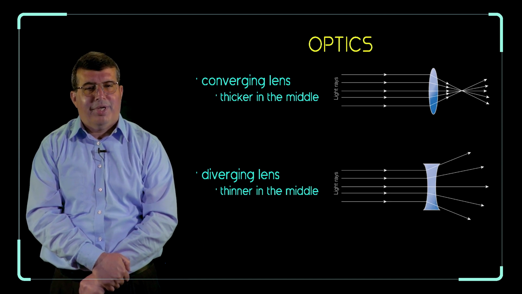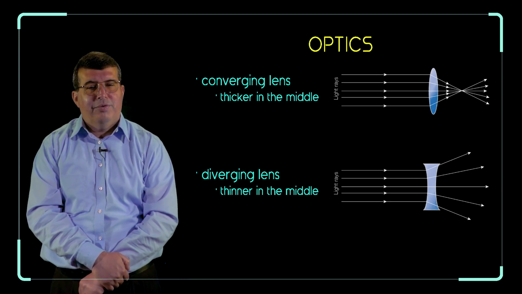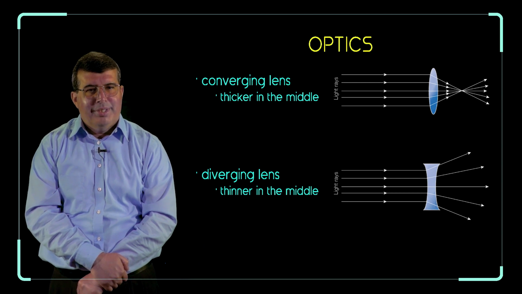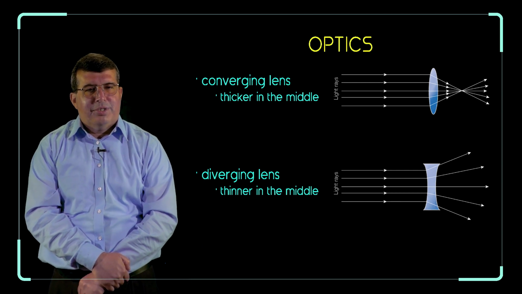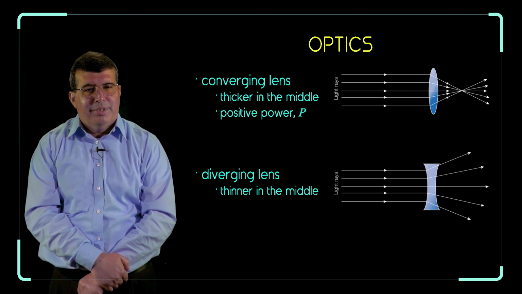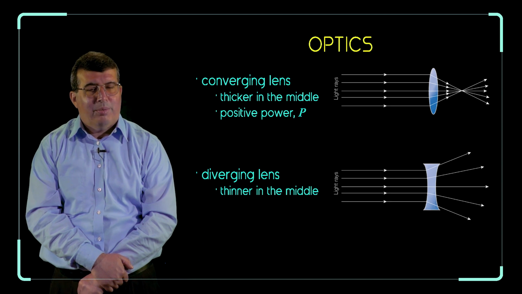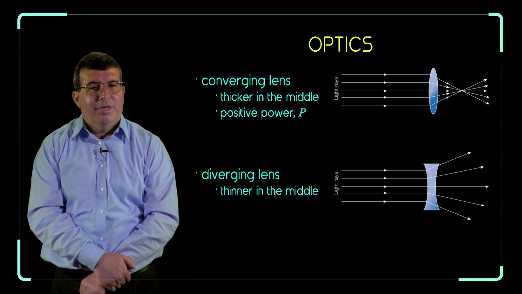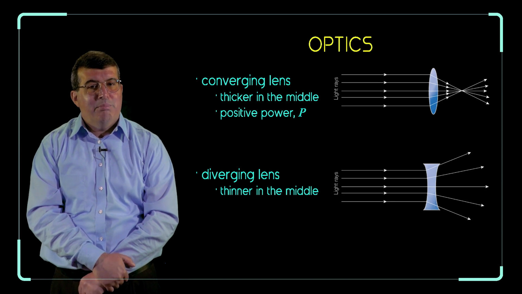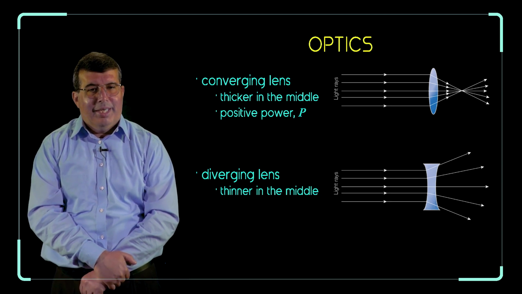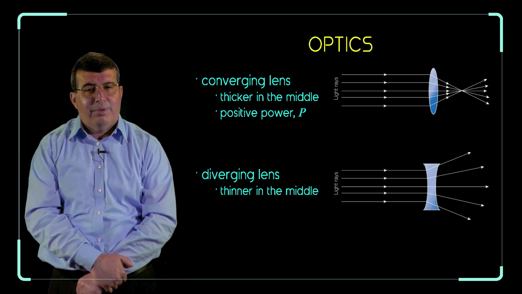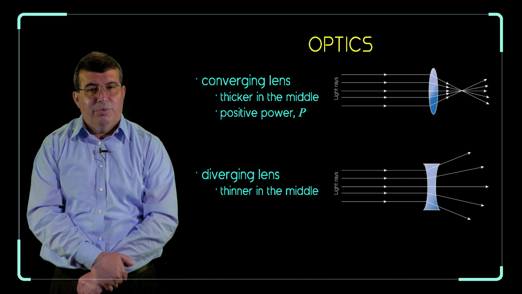So when these parallel rays of light come through the lens, they all converge on a point. And so you see that light coming together at a point. So what we say is that this converging lens has positive converging power. So this lens has a positive power to converge light on a point. So that is how we measure the lens. We measure the lens with optical power. And optical power gets a symbol of a capital P, and a converging lens has positive optical power because it converges the light to a point.